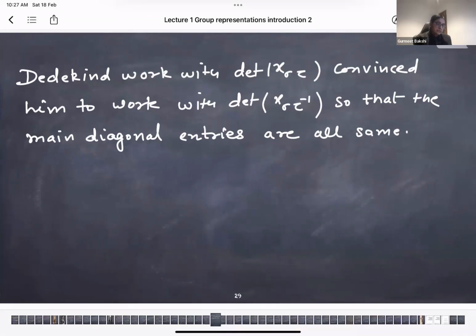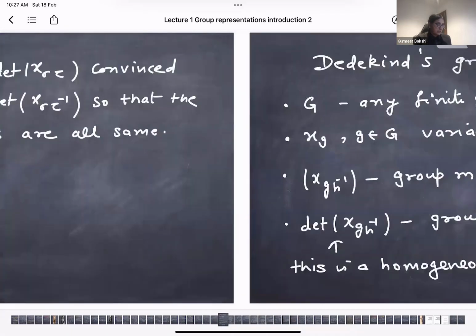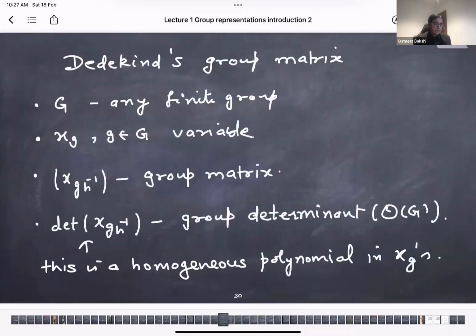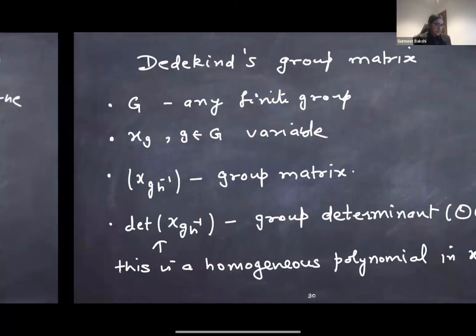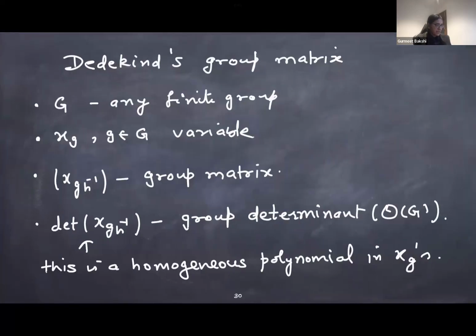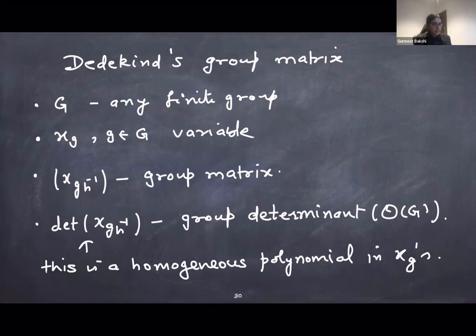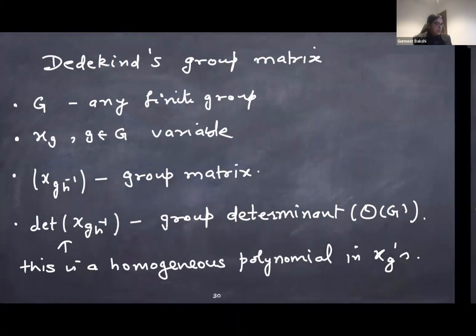And so this is Dedekind's notion of a group matrix. You take any finite group G and variables x_g, form the matrix x_{gh^{-1}}, and take the determinant of this. He called that the group determinant and denoted it by theta G, and it's a homogeneous polynomial in the x_g's.